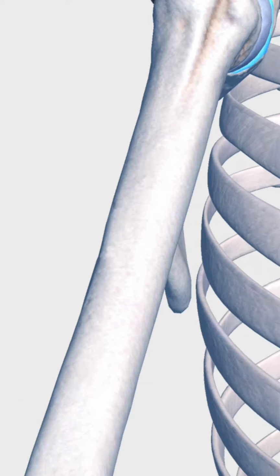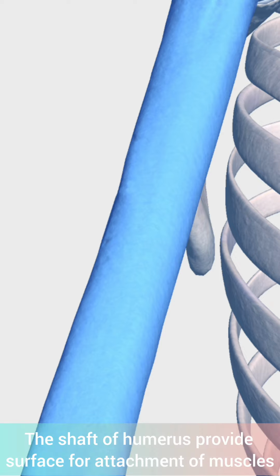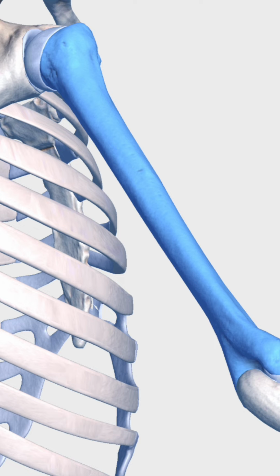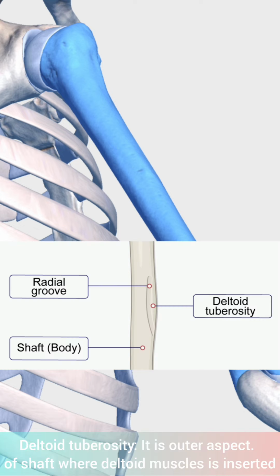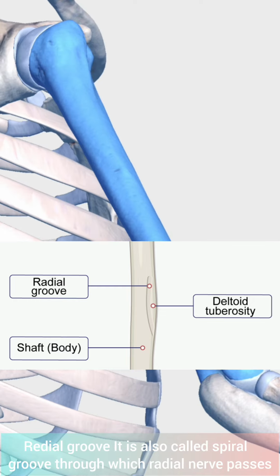Now we will talk about the shaft of the humerus. Basically, the shaft of the humerus provides the surface for the attachment of muscles. Now we will talk about the deltoid tuberosity. It is on the outer aspect of the shaft, where the deltoid muscle is inserted. The radial groove, also known as the spiral groove, is the groove through which the radial nerve passes.